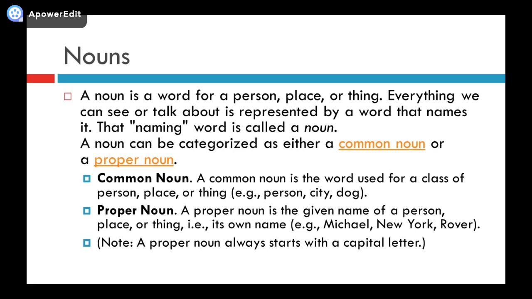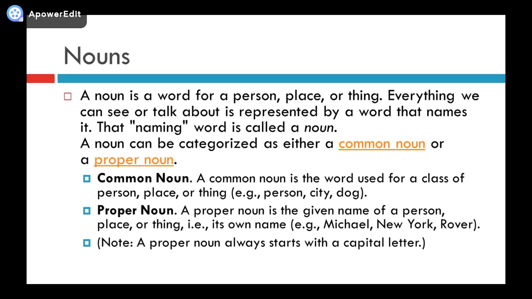or a thing. Now nouns can be categorized as two things, common noun and proper noun. Common noun is a word used for a class of persons, people or things. For example, boy, girl, city, place or a thing. Could be a dog, could be a toy, anything. But a proper noun is the name given to a person, place or thing. That is its own name.